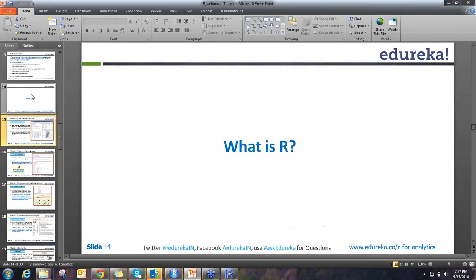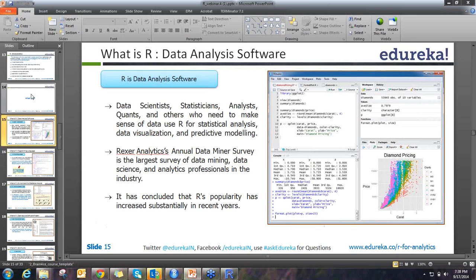So what exactly is R? That question comes to your mind. From what we discussed till now, you understood that R is a language that helps you do statistical analysis. Apart from that, it also allows you to do some business analysis. It is a programming language, correct? So these are the three things you understood: that R is a programming language, it allows you to do statistical analysis, and it allows you to do machine learning and business analysis. But apart from that, R is a lot of other things also. So let's look at that.